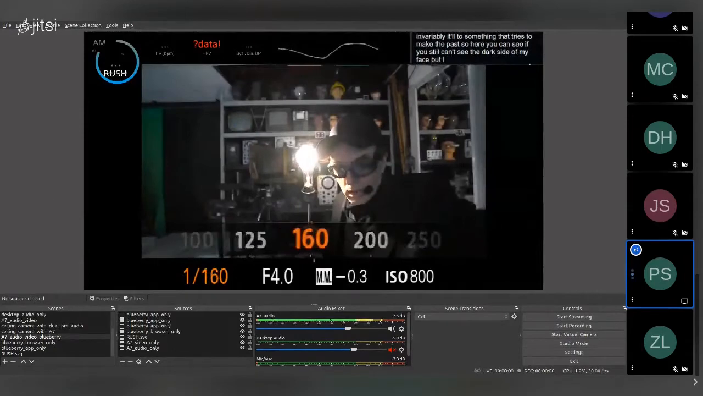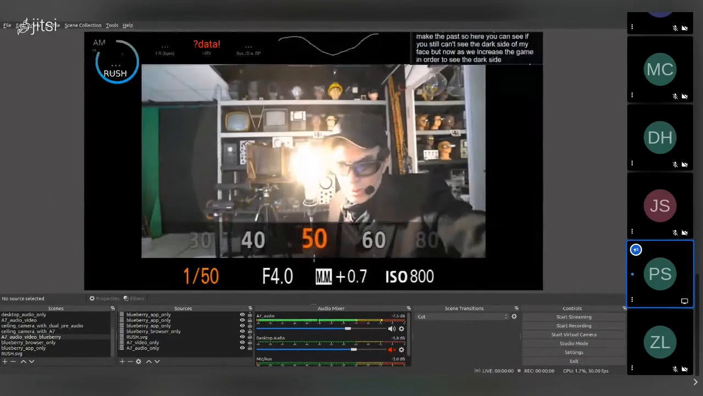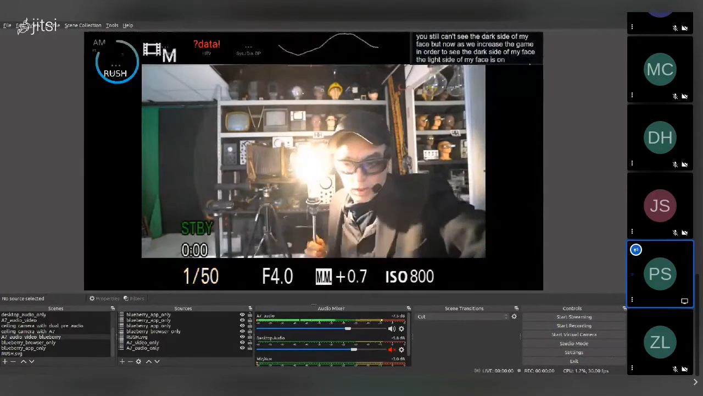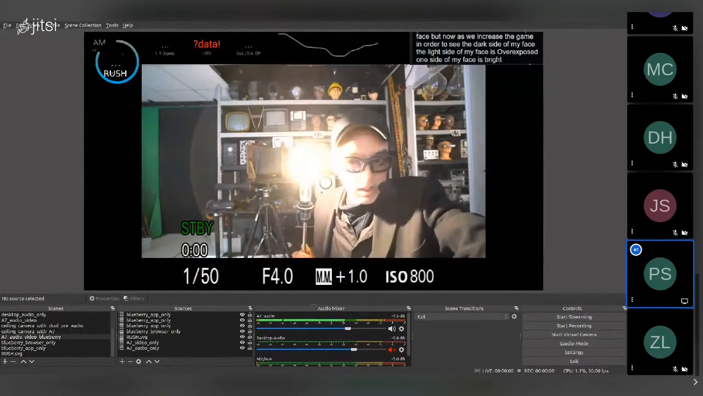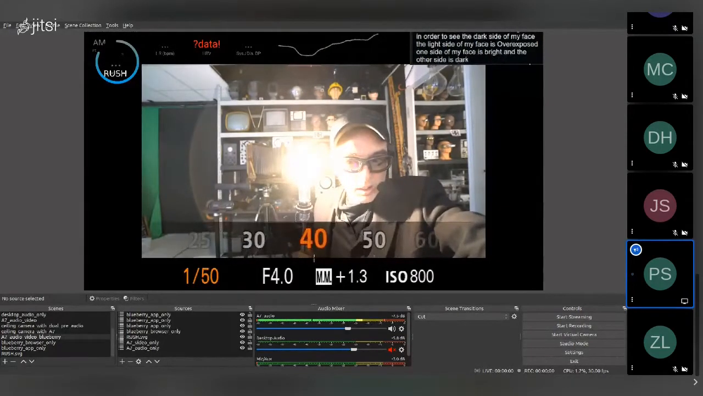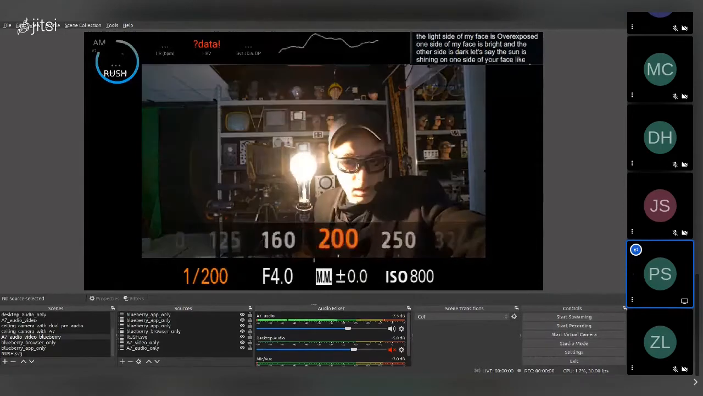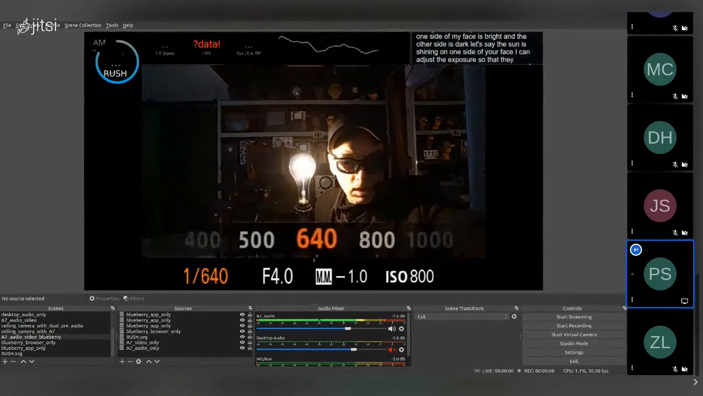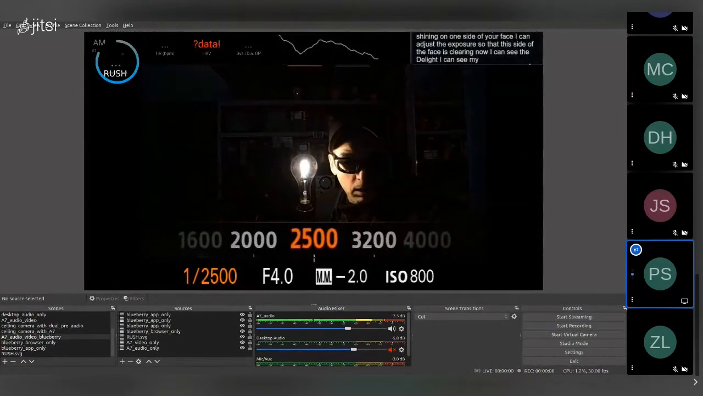But now, as we increase the gain in order to see the dark side of my face, the light side of my face is overexposed. So one side of my face is bright and the other side is dark, let's say. If the sun's shining on one side of your face, I can adjust the exposure so that this side of the face is clear. Now I can see the light, I can see my right ear.